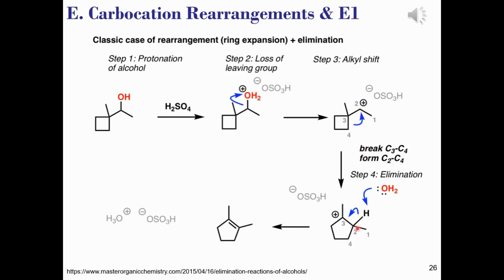By doing this, the positive charge is now placed upon carbon number 3, which becomes a tertiary carbocation. And the last step proceeds as usual via the abstraction of the beta hydrogen on the more substituted carbon, thus yielding Zaitsev's product. This concludes Part E.